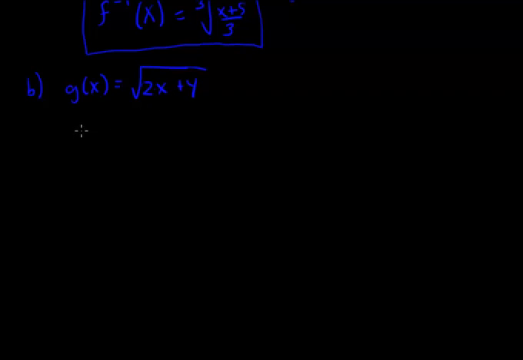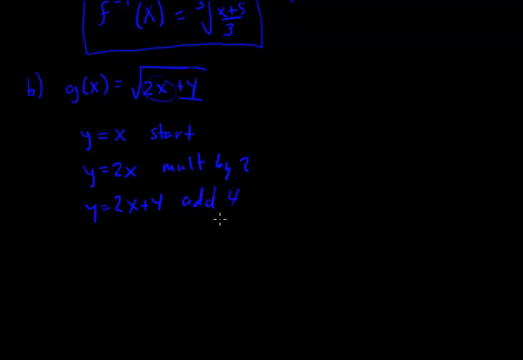So we started with y is equal to x, that's where we start, right? Then what do we do first? Well, we didn't just take the square root, we first multiply by 2. So y is equal to 2x. Then we added 4, y is equal to 2x plus 4. And then we take the square root. y is equal to the square root of 2x plus 4. Okay? So that's how we wrapped up our function.